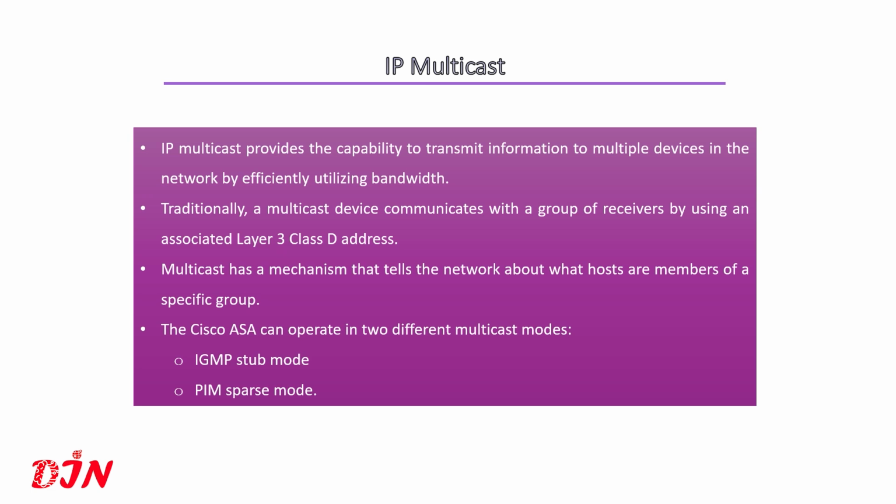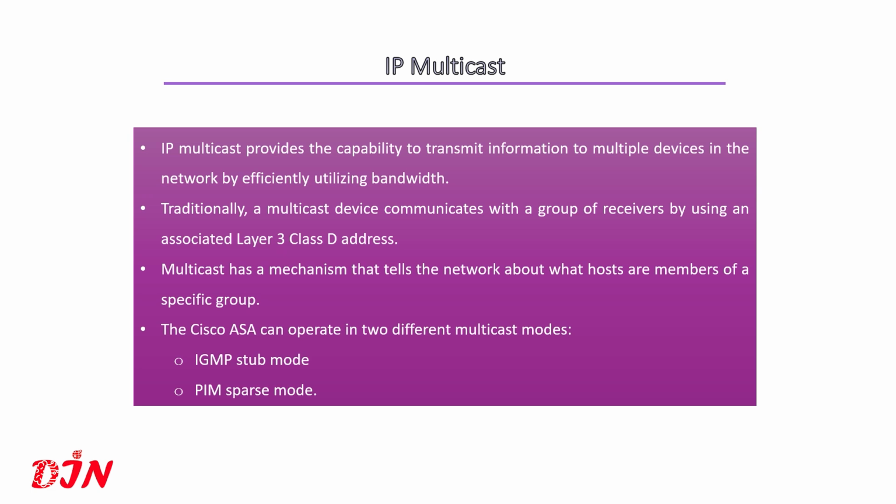Multicast has a mechanism that tells the network about what hosts are members of a specific group. This technique prevents unnecessary flooding. The Internet Group Management Protocol (IGMP) is the protocol used to prevent unnecessary flooding. IGMP version 2 is defined in RFC 2236 and IGMP version 3 is defined by RFC 3376.